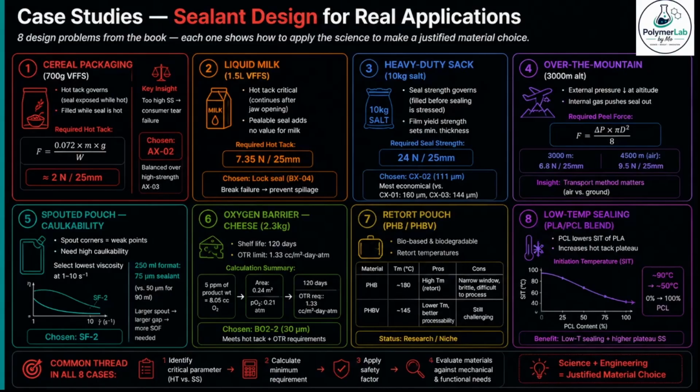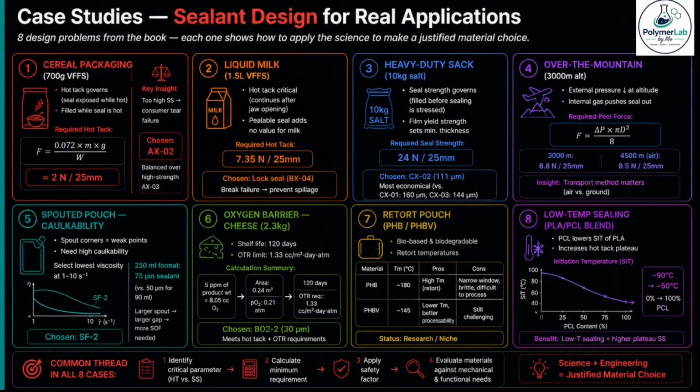Heavy-duty shipping sack, 10 kilograms. Here the sack is pre-made and filled before the product weight is applied to the seal. So seal strength at ambient temperature governs, no hot tack. Required seal strength: 24 Newton per 25 millimeter. Film yield strength determines the minimum required thickness.